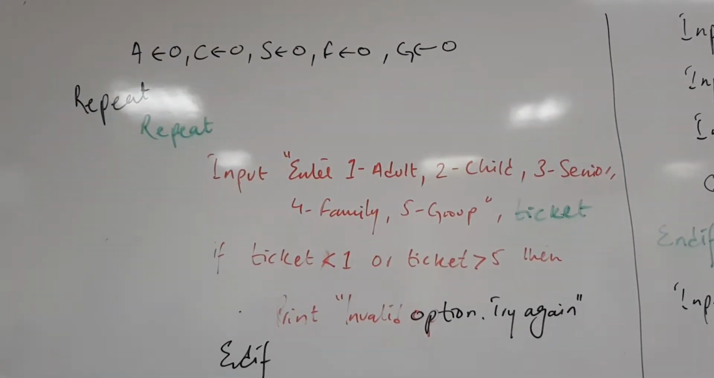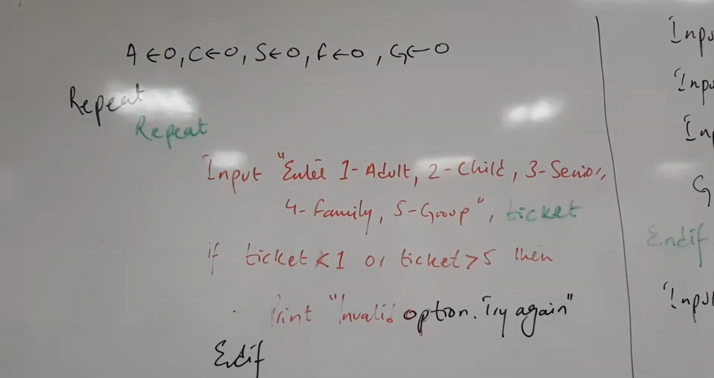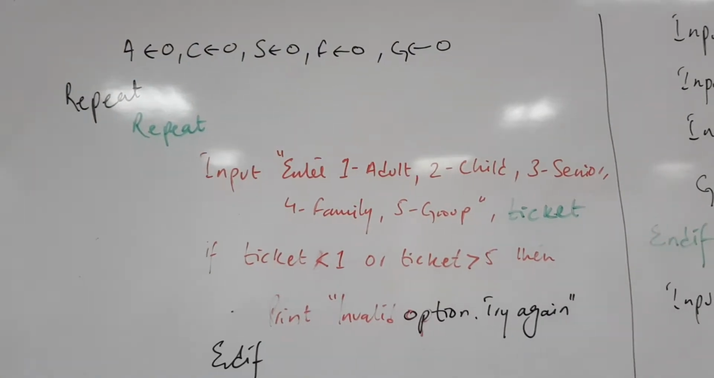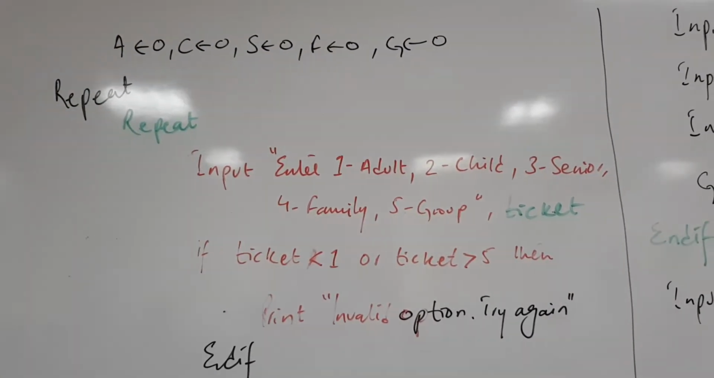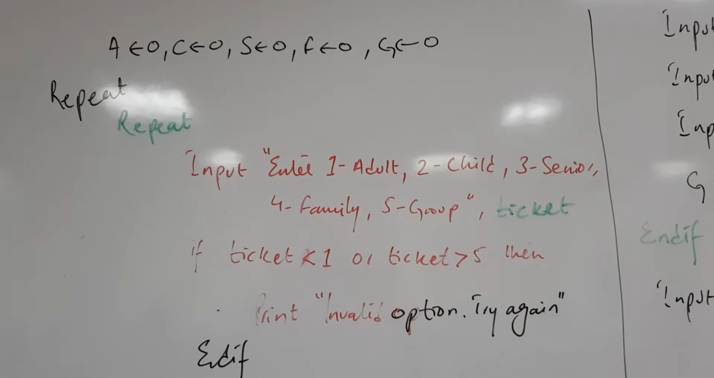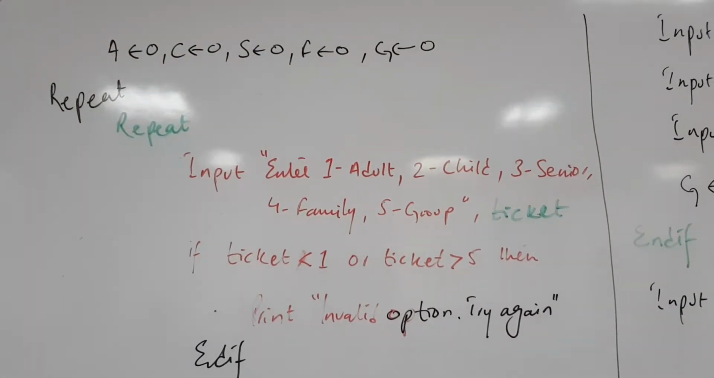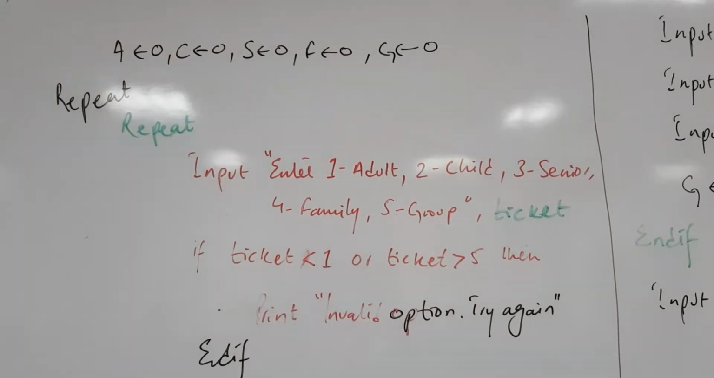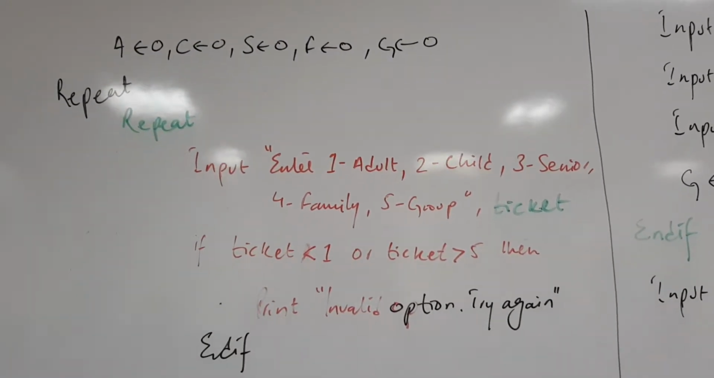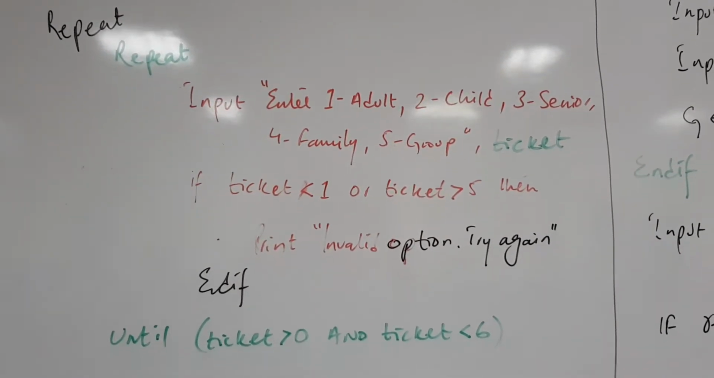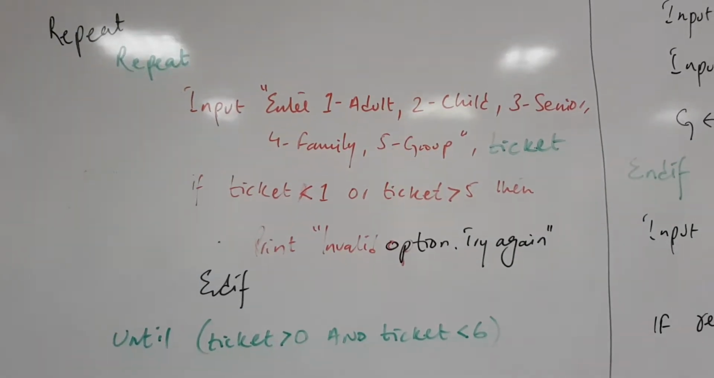The first line has some variables being initialized to 0, which are A, C, S, F and G. These are going to contain the number of tickets being bought by the customer for adult, child, senior, family and group. And then we have two repeat statements. I'm going to start with the green one first.